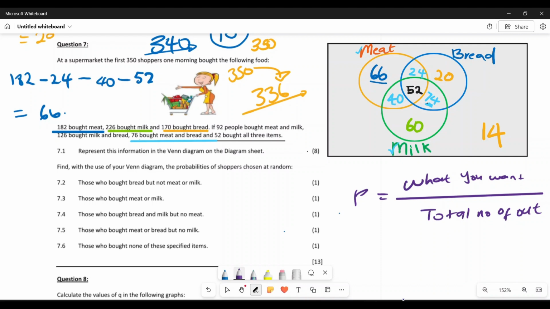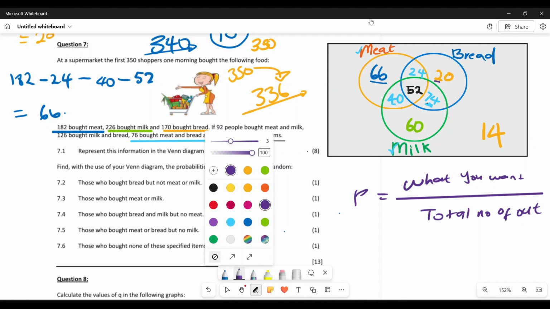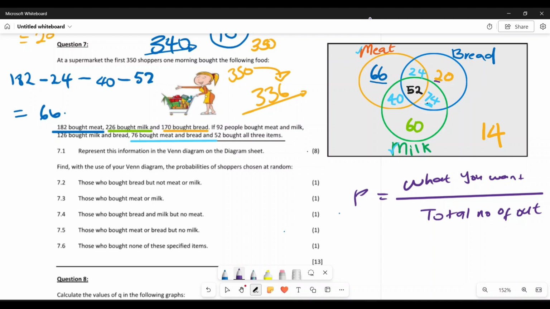So now here, 7.2, we want the probability of those people who bought bread but not meat or milk. So now let me go about doing that. The number of people who bought bread only is 20. So to calculate my probability for 7.2, I'm going to say 20 divided by my total, which is 350. And this is going to give me the probability of those people who bought bread but not meat or milk. So 20 divided by 350, my probability would be equal to 0.05. Or rounding it off to two decimals, it is going to be 0.06.